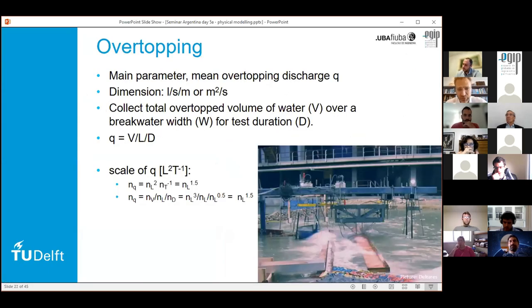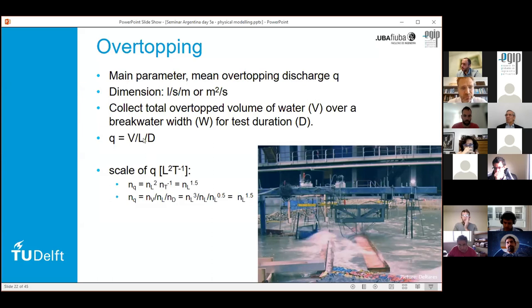So then we go to overtopping. Here we see a nice breakwater I tested in Madeira. There was this original one with way too much overtopping, and they wanted to have a second breakwater in front of it. And then here there is this overtopping bin with which we collect this overtopping water.